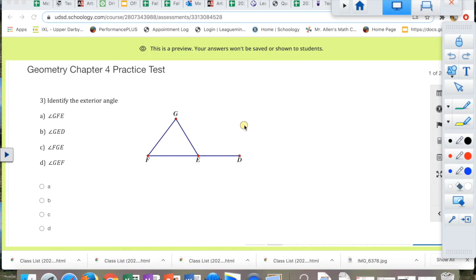First question. Identify the exterior angle. Remember, exterior means outside, so I want to look for an angle outside. The angle that I'm highlighting is the exterior angle. Remember, we can name that GED, or we can name it DEG. So look at our choices. We want to go with B. B would be the correct choice.